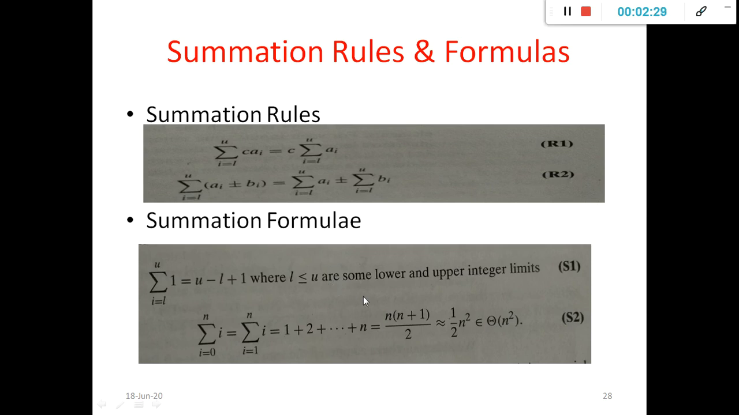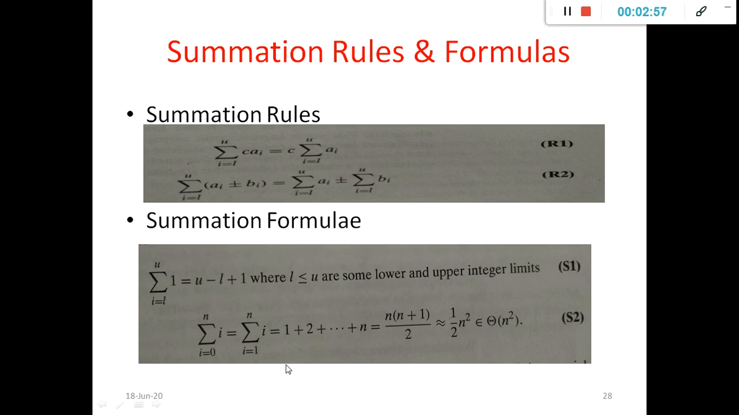Then similarly, some well-known summation formulas we are using. If we want to make a summation of 1 from lower bound to upper bound, it is defined as U minus L plus 1, where the lower bound is less than or equal to the upper bound, for some lower and upper integer limits. This is the summation formula 1.